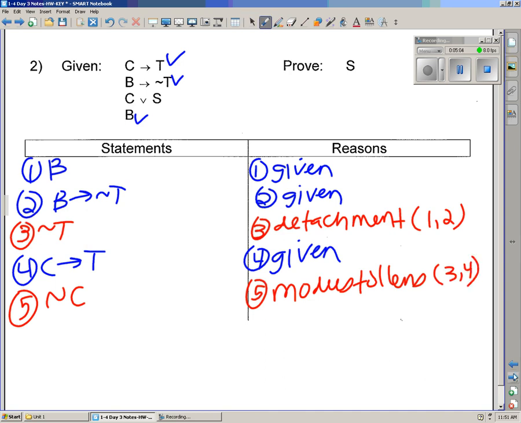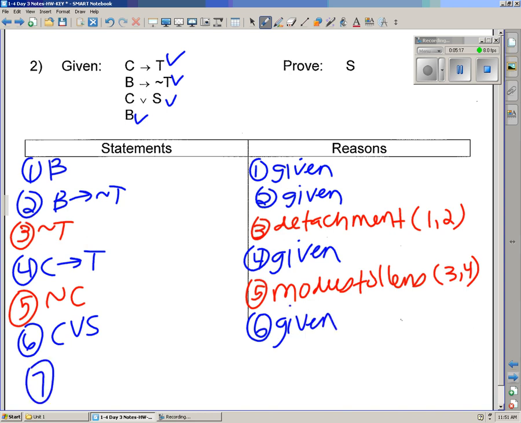Nothing left to do. Go back to the givens. Here is a disjunction, and this disjunction is C or S, and that's given. And then finally, my proof statement is S, and I can actually pull that out, and I can from disjunctive inference.